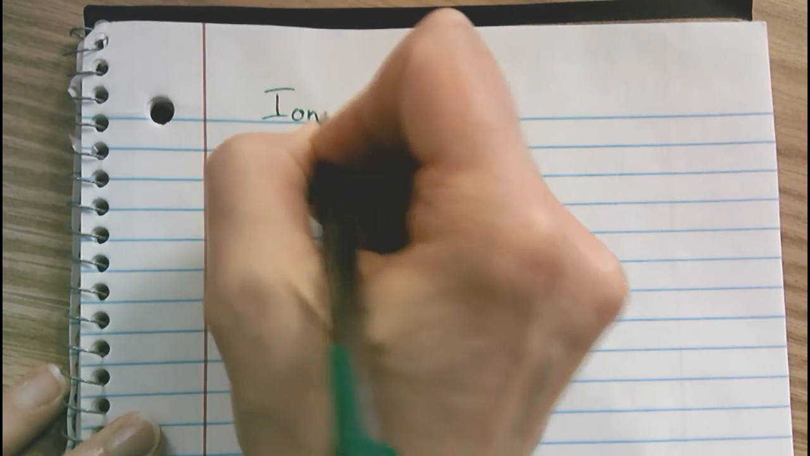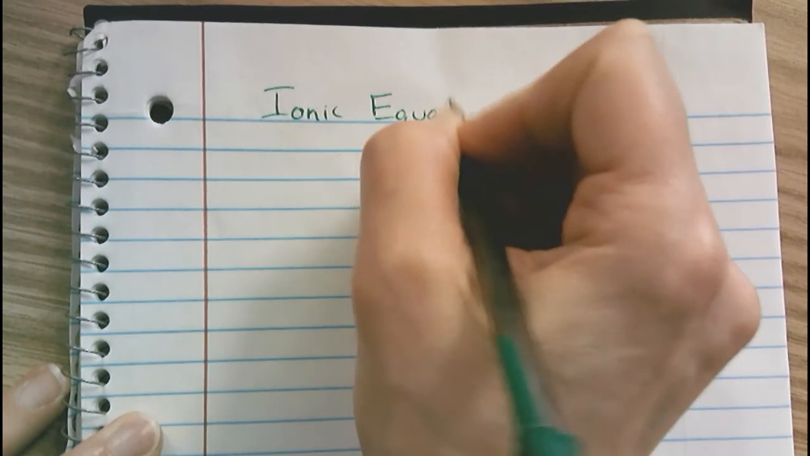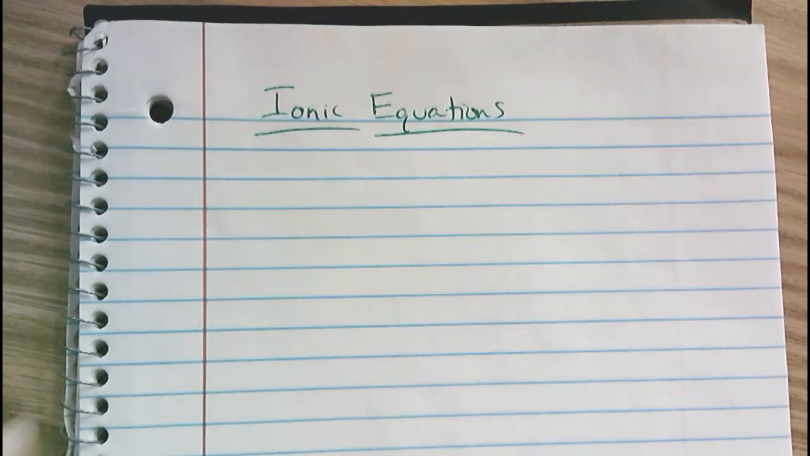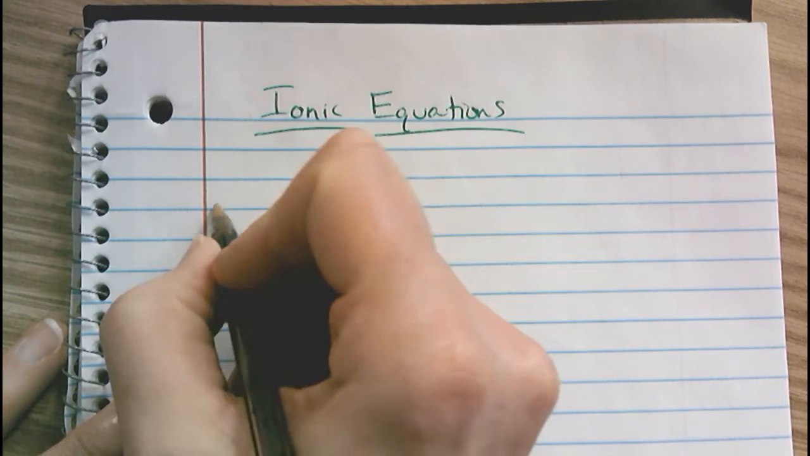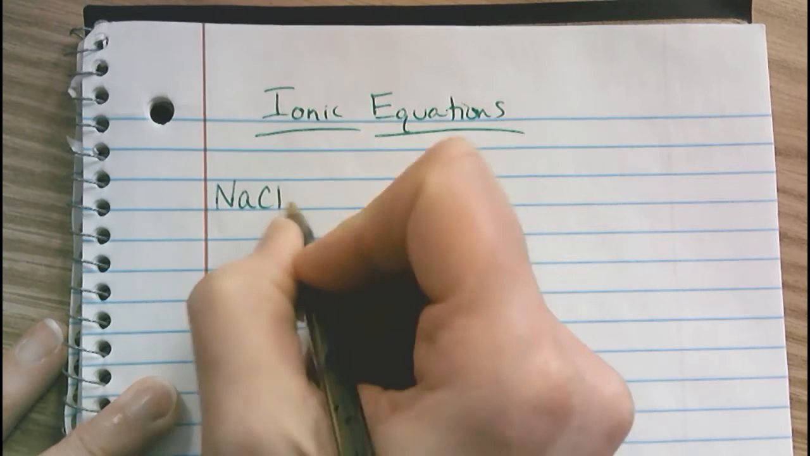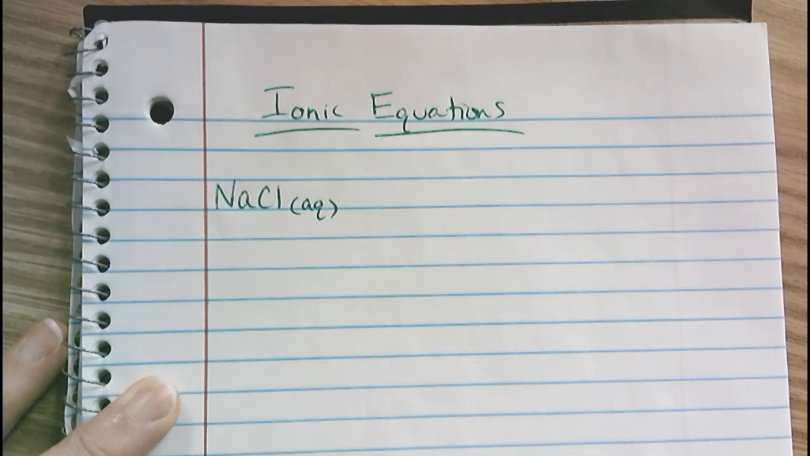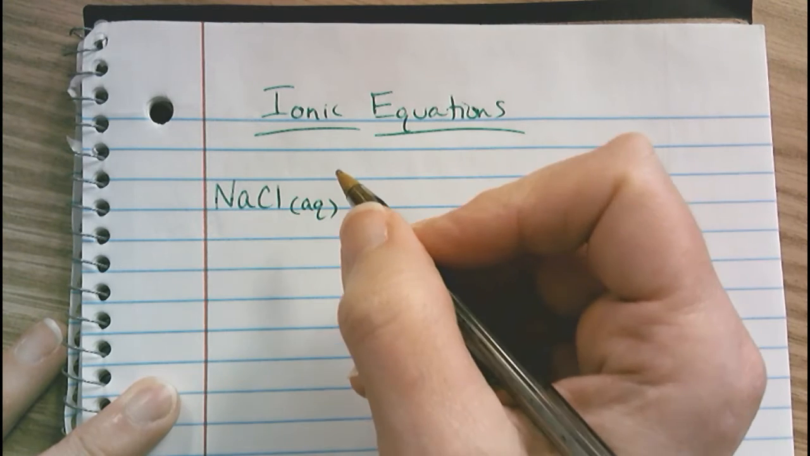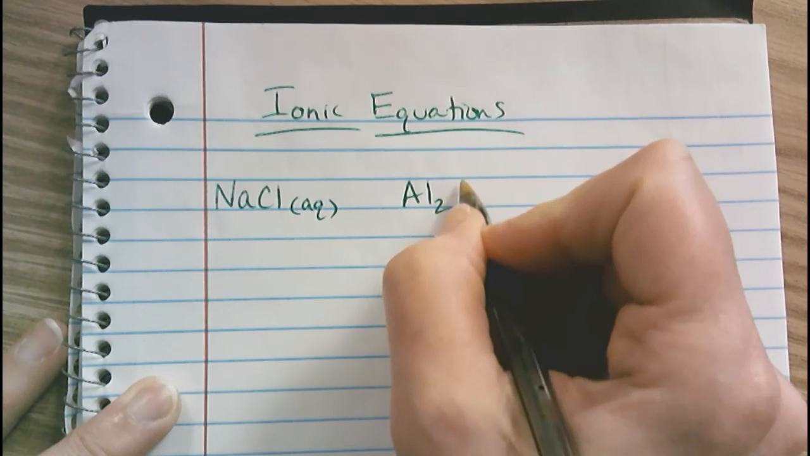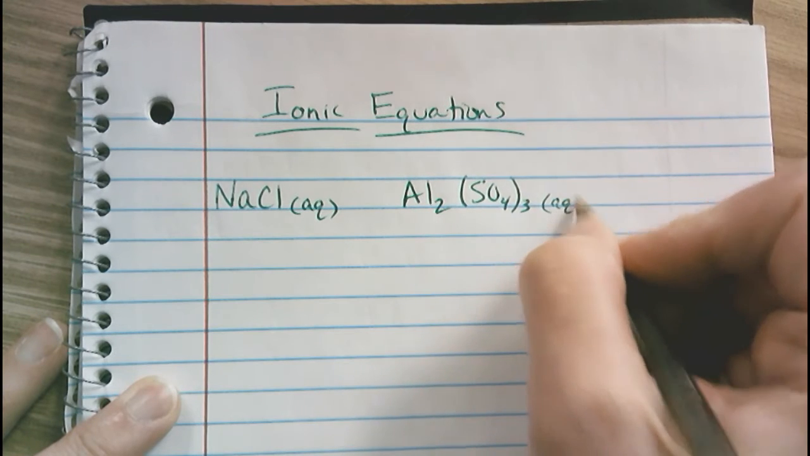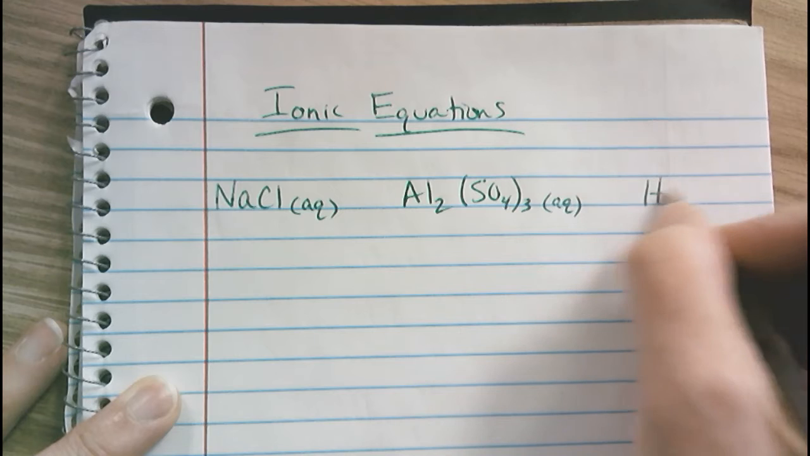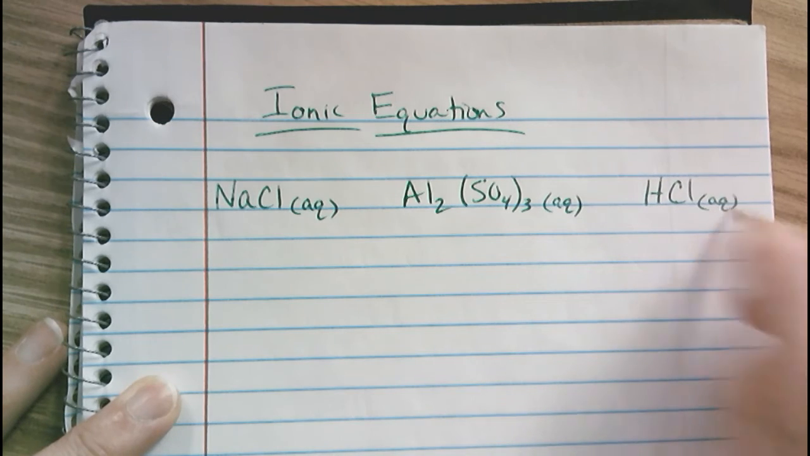In this video, I'm going to talk about ionic equations, but just a small part of ionic equations, specifically the state of matter of the ions when we dissociate them. So for example, when we write ionic equations, we are looking for aqueous compounds. So in a chemical reaction, we might see sodium chloride aqueous written, or maybe aluminum sulfate aqueous, or maybe aqueous hydrochloric acid.